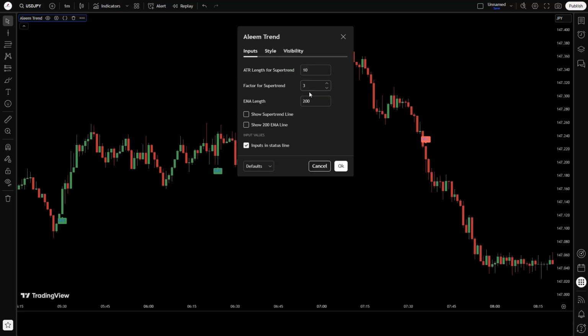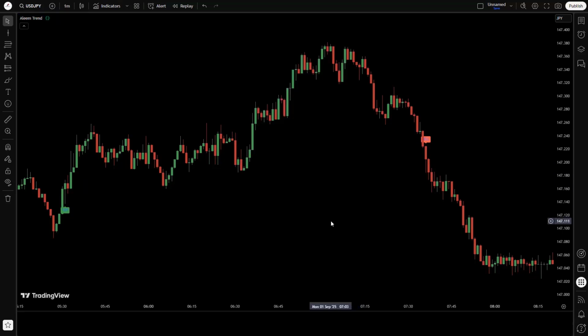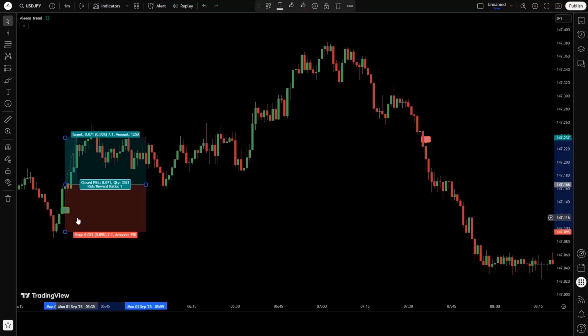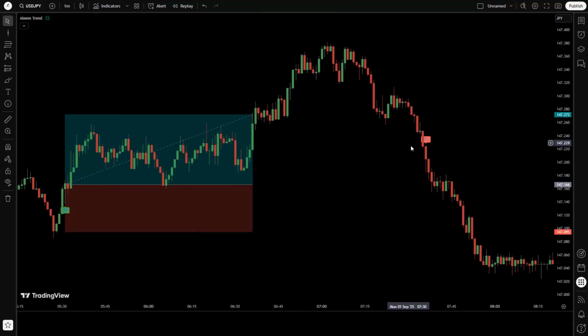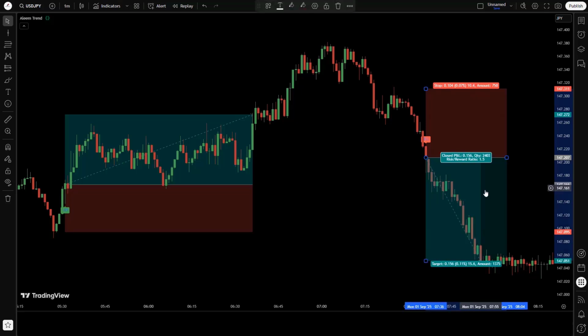Tap on Inputs. Here in ATR length, change 10 to 11. And factor for Supertrend, change 3 to 4. Click on OK. Now let's know how to use this indicator. Algo Trend Supertrend EMA indicator has given a buy signal. And here Algo Trend Supertrend EMA indicator has given a sell signal.